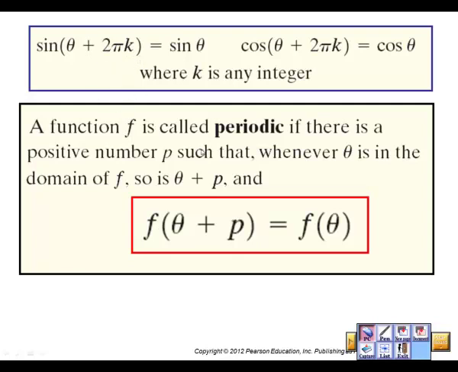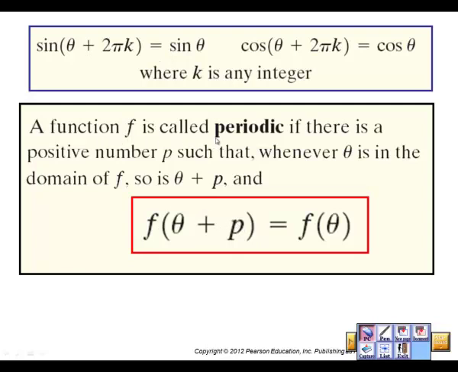And same thing for cosine. So if you were to take the number of revolutions that would just bring you back to where you started from, then you could just use what was left over as your values. And we'll get into how that works when we work through our problems.